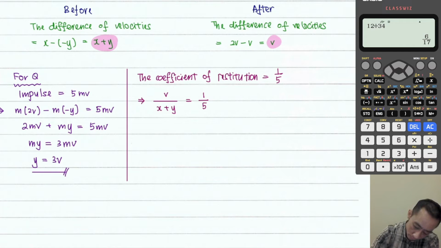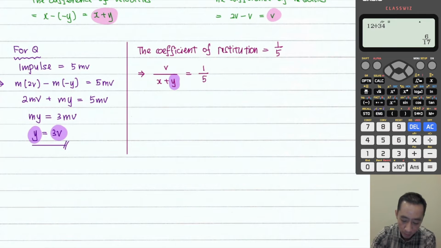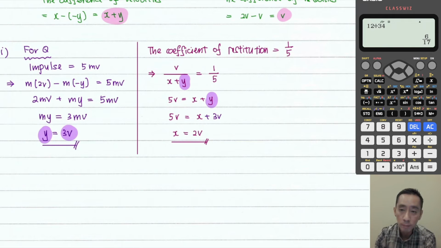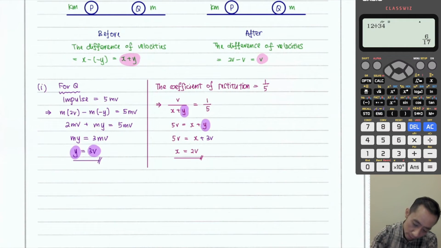So here we have found that y is 3v. From here we can just cross multiply and replace y with 3v. I cross multiply first, which means 5v is equal to x plus y, where y I can replace by 3v. So 5v equals x plus 3v. So what does it mean here? It means that x is equal to 2v. So this is the answer for the second part.